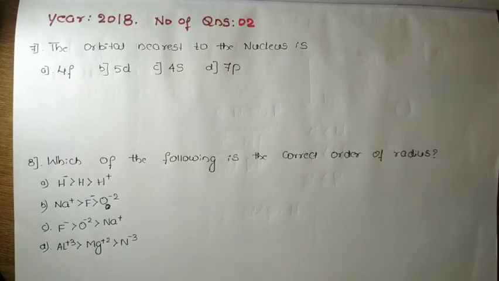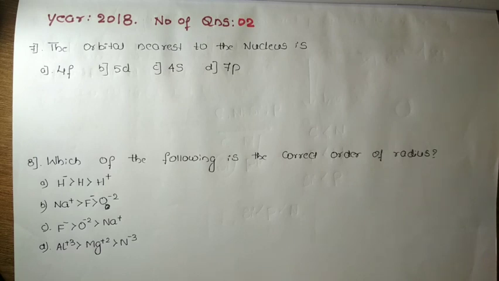Yes, dear students. So the next question is from 2018 and the weightage is 2 marks again. One question is from the structure of atom and one more is from the periodicity. So the question is: the orbital nearest to the nucleus. Very simple question. The orbital which is nearest to the nucleus.